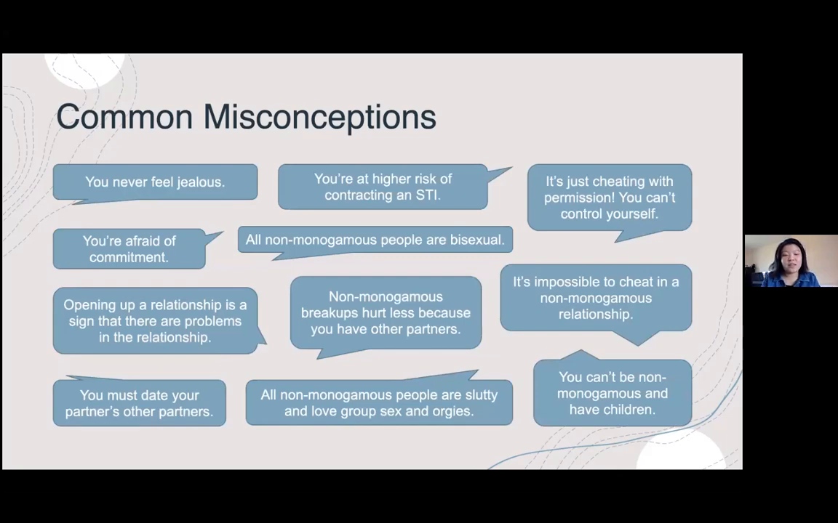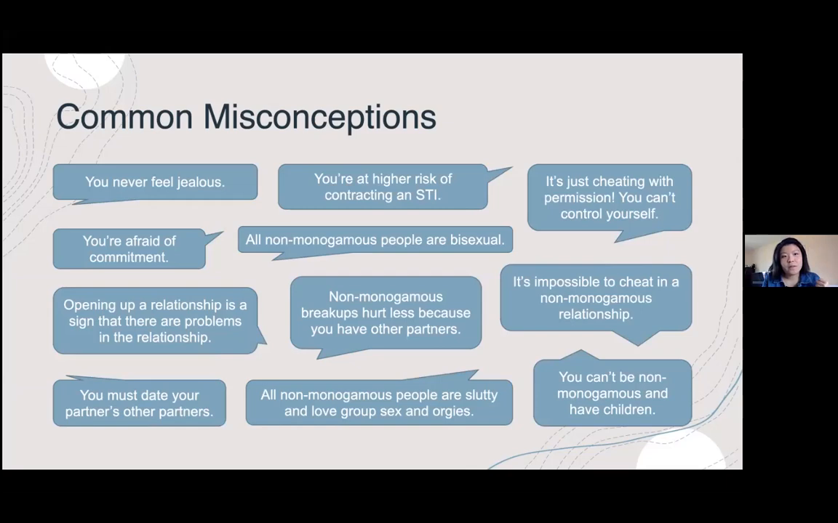So I've compiled a list of common misconceptions that I get in person, online, wherever else, where people have a lot of ideas about what non-monogamy and polyamory is and isn't. And so I thought I'd just go through them in turn. By the way, if you have any questions, please put them in the chat. If it's relevant to what I'm currently saying, then I'll answer it. If not, I will probably address it in the Q&A section at the end of this.